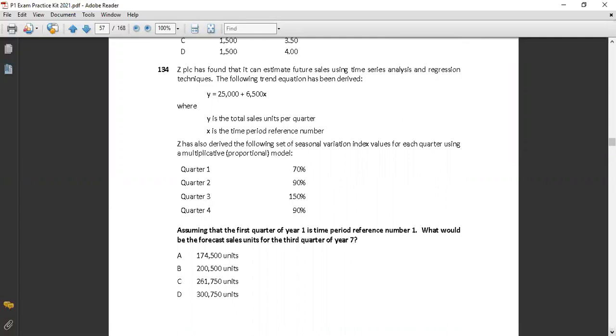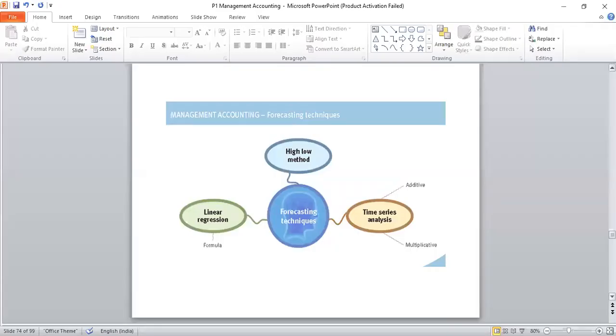Question number 134. ZPLC has found that it can estimate future sales using time series analysis and regression. The question says that these two techniques are used. Both of them are included. The equation is given. Some other information is given, and the question proceeds further. But what are these techniques? Let's quickly go through that and then come back to this question and take it up.